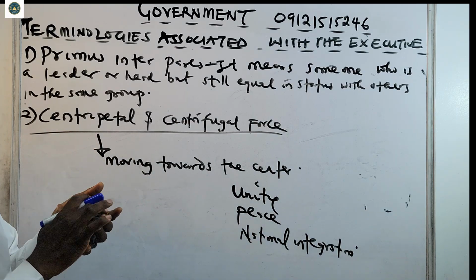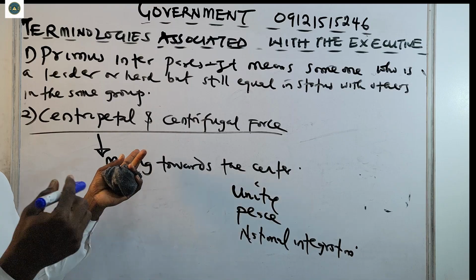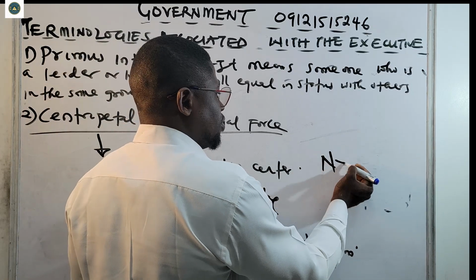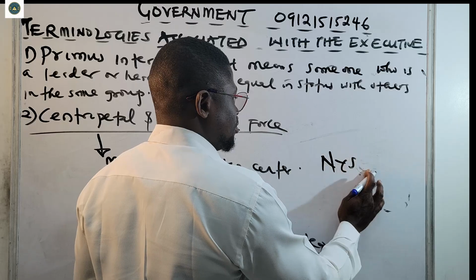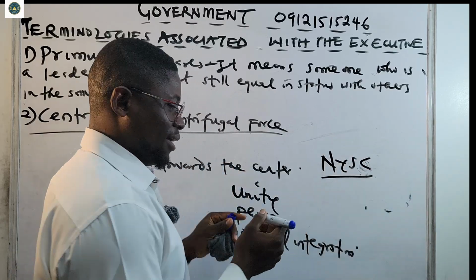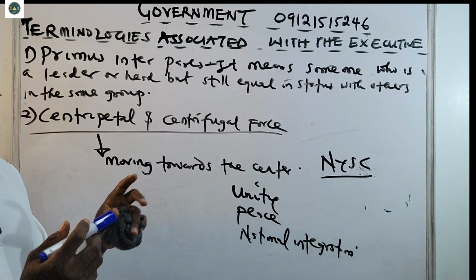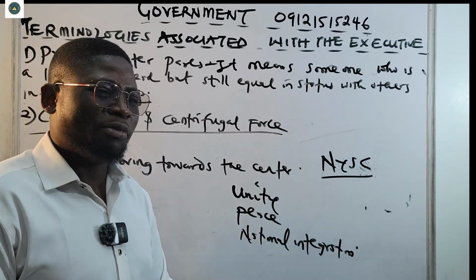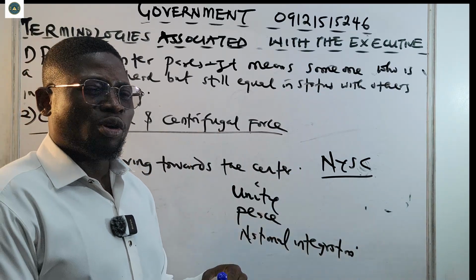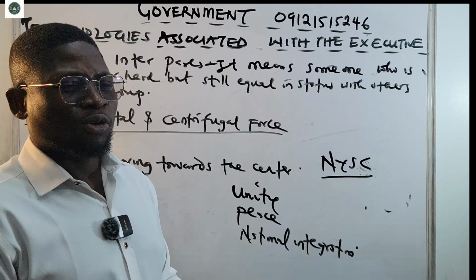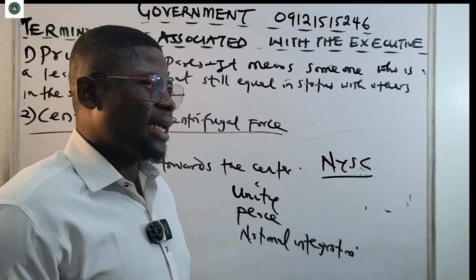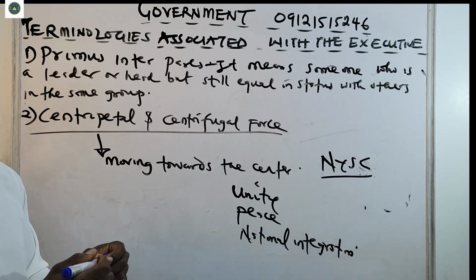There are so many examples of things that bring people together. For example, NYSC. When you finish school, you become a corper, and they send you to another state entirely. Maybe you are from the south, they take you to the north, or you are from the north, they take you to the west to go and serve. You meet new people and learn their ways. That is centripetal force.